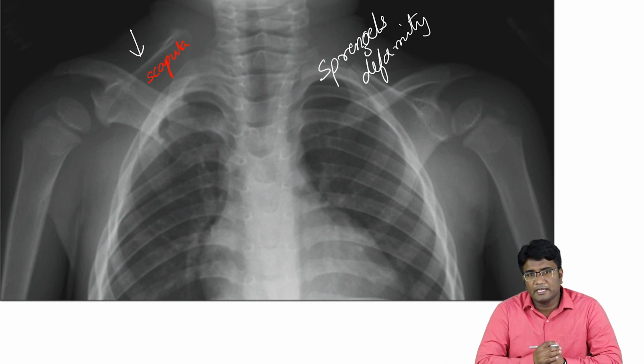So this indicates there is what? Sprengel's deformity, a congenital defect where there is failure of migration of the scapula from the mid-cervical region to the mid-thoracic region. This failure of migration leading to a high-lying scapula is called as Sprengel's deformity.